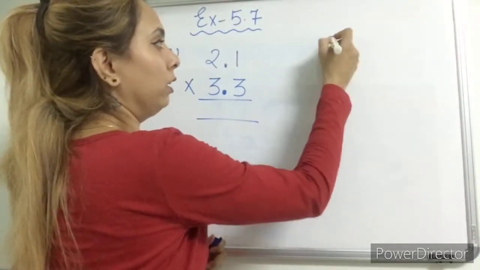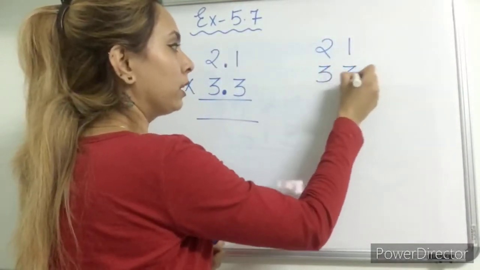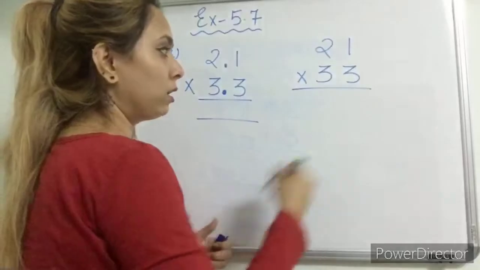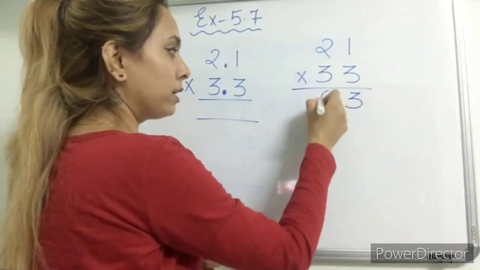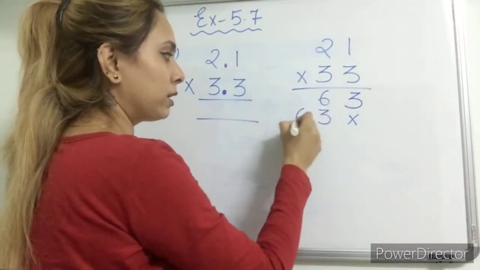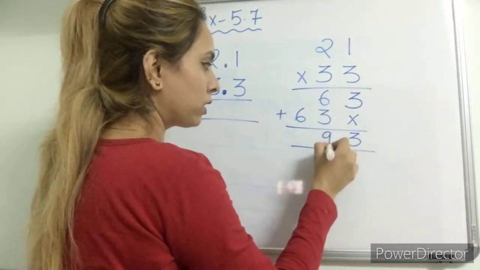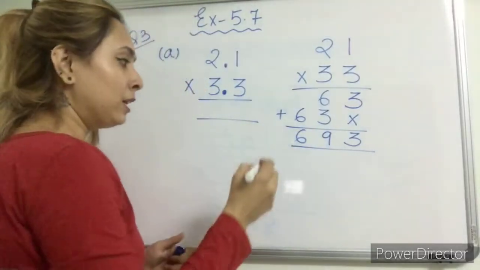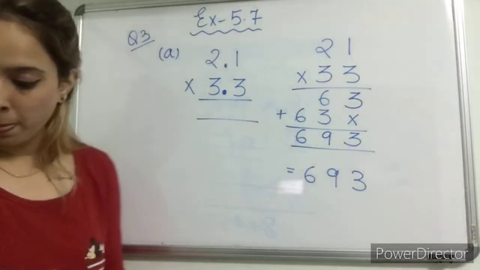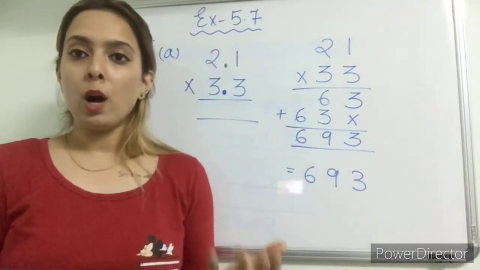This is 2.1, so I am writing 21. This is 3.3, so I am writing 33. So multiply them normally. 3 1s are 3, 3 2s are 6. Cross: 3 1s are 3 and 3 2s are 6. So just find out the answer. The answer is 3, 6 plus 3 is 9, and 6. Now 693. Now you will think, ma'am, both the numbers have decimals, so where will we put the decimal?